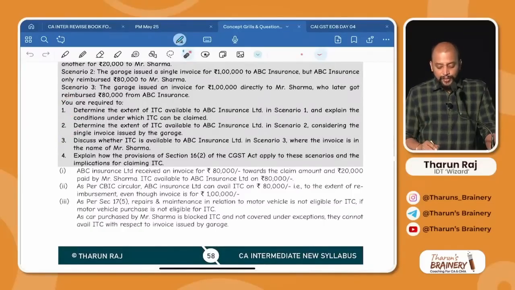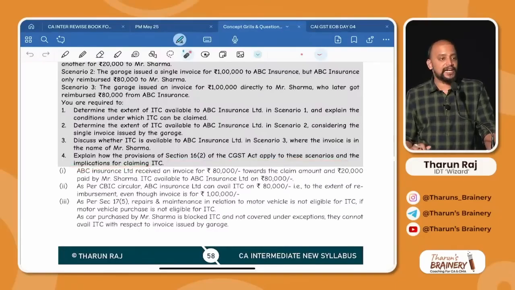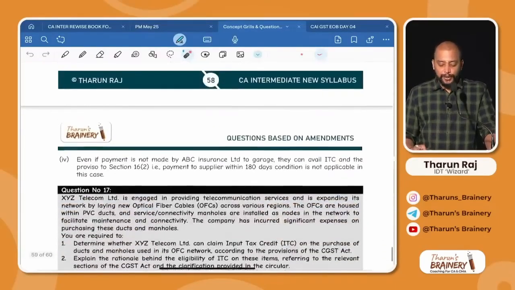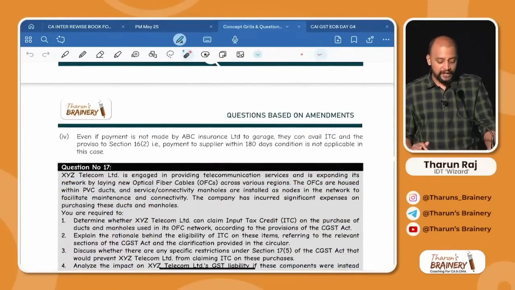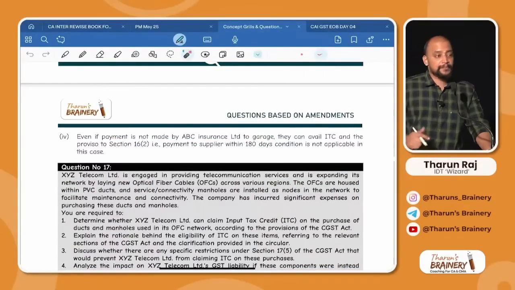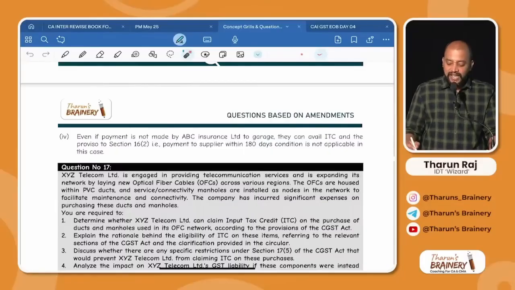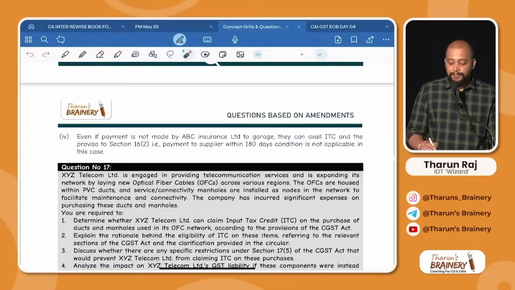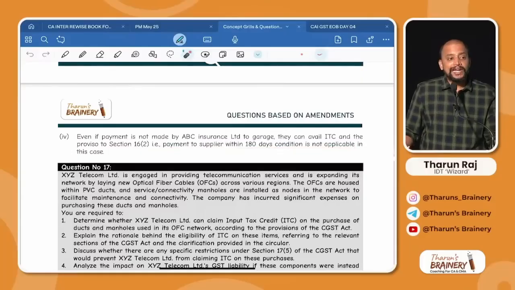Explain how the provisions of section 16(2) of the CGST Act apply to these scenarios and the implication for claiming ITC. That is, about that 180 days point we need to write. Even if payment is not made by ABC Insurance Company to the garage, they can avail ITC, and the proviso to section 16(2), the payment to supplier within 180 days condition, is not applicable in this case. Understood?